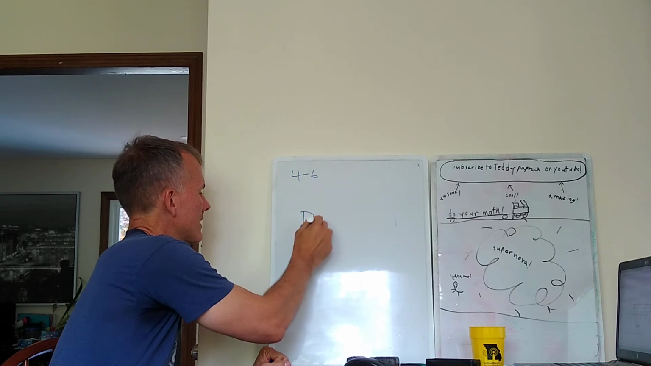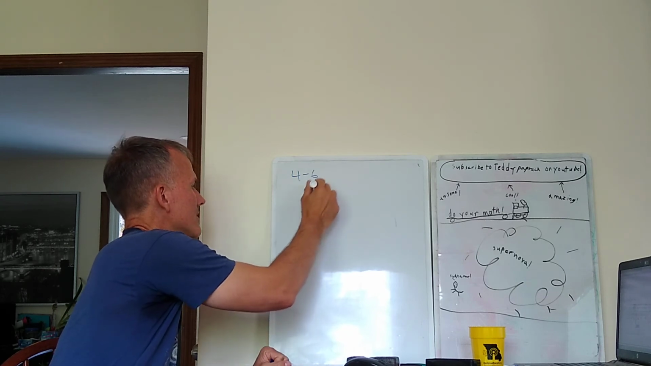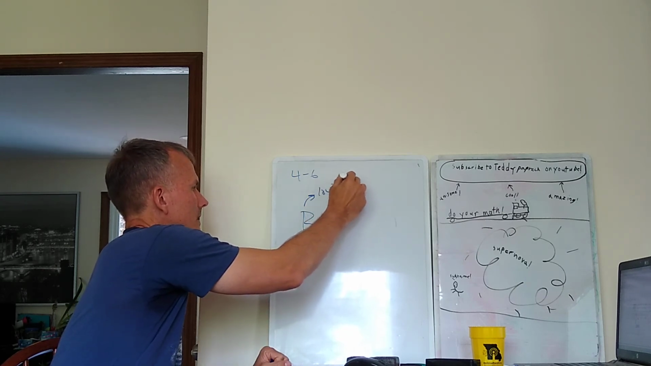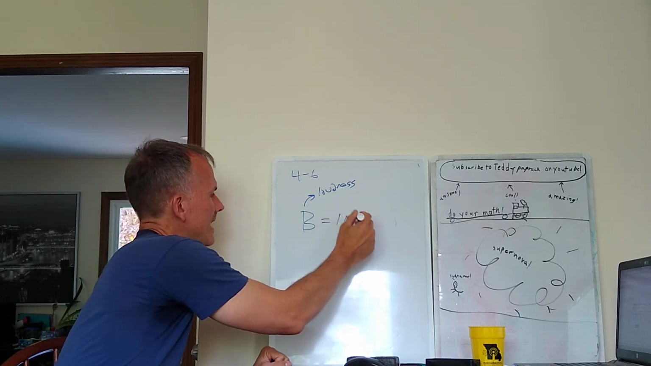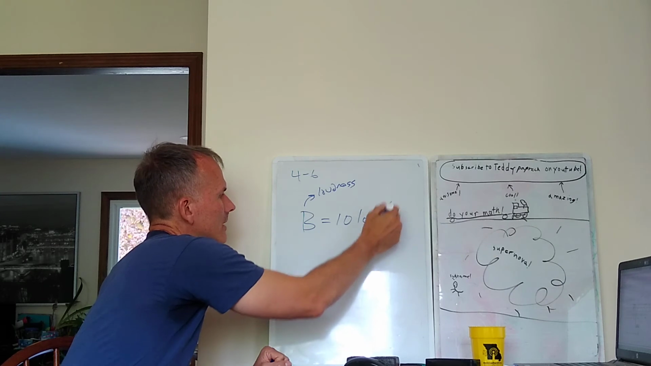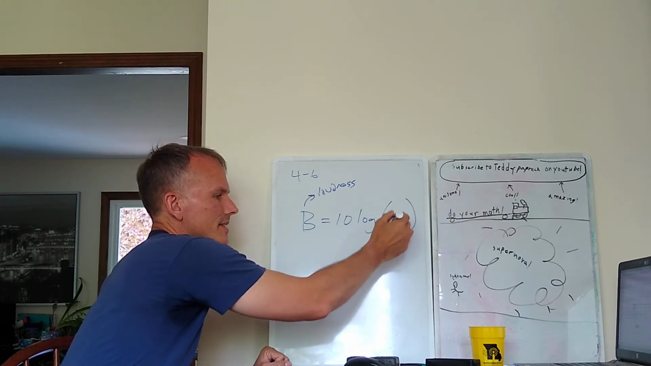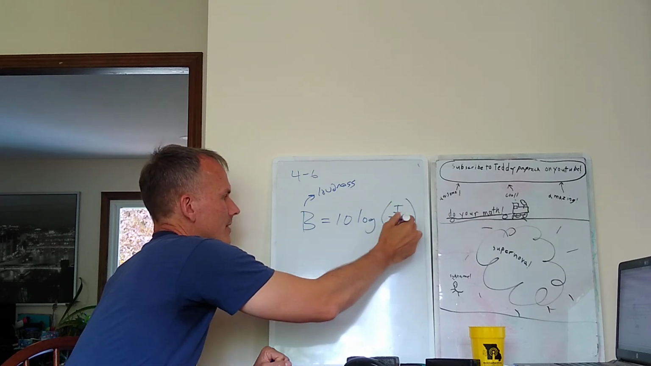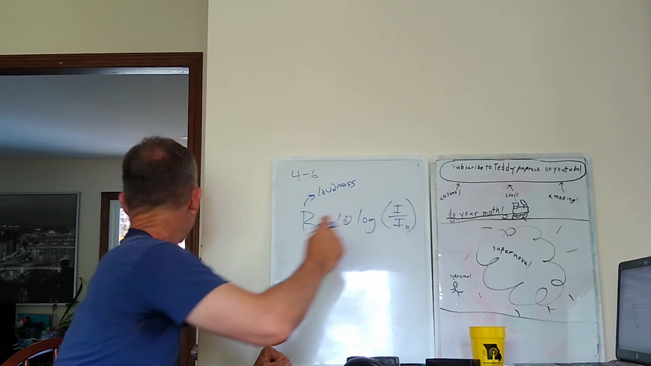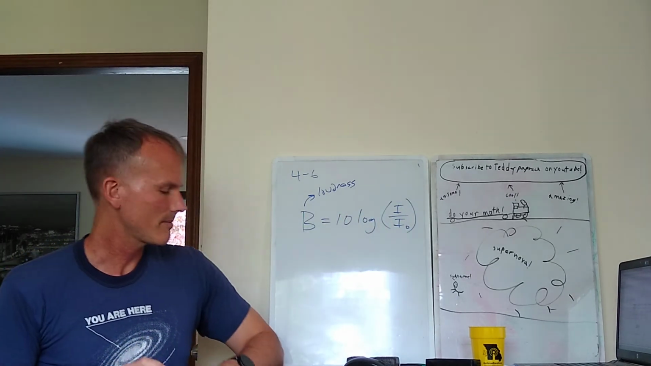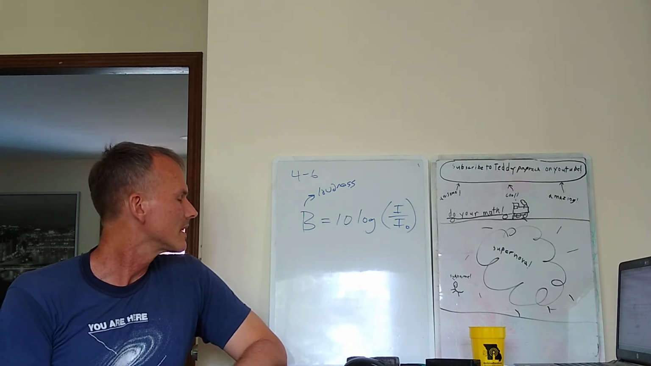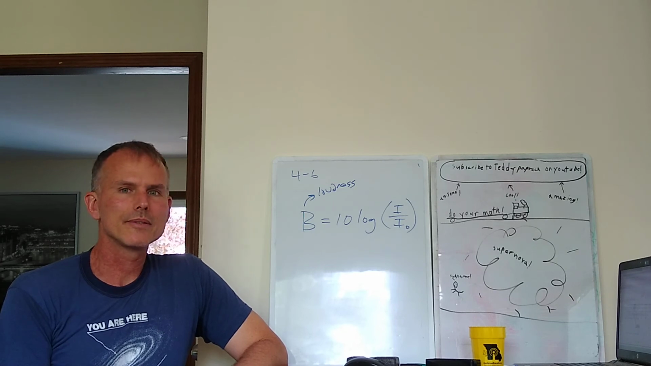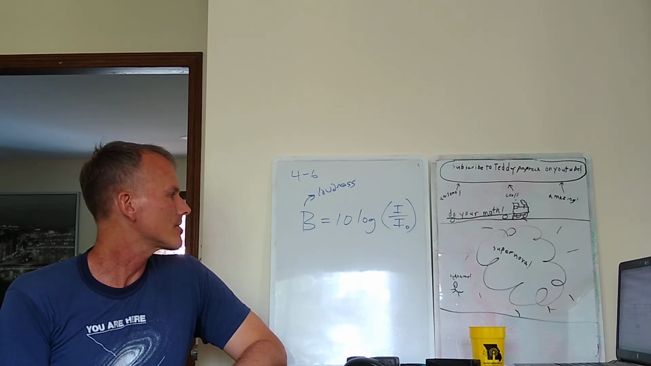Okay, so our textbook uses a B for loudness, and that's measured in decibels. It's 10 times the log of the intensity of the sound. Okay, there seems to be some sort of a Google Meet going on in the background. Sorry about that. We'll continue. I'm sorry if that's going to be distracting.